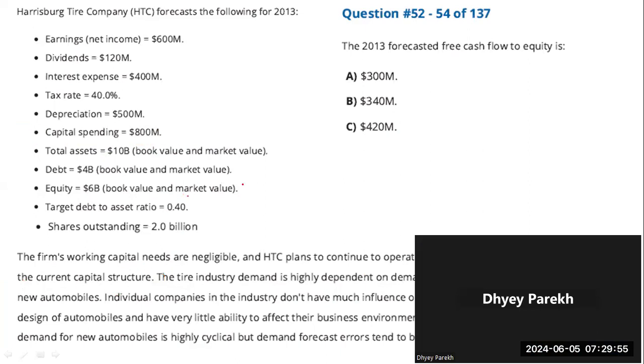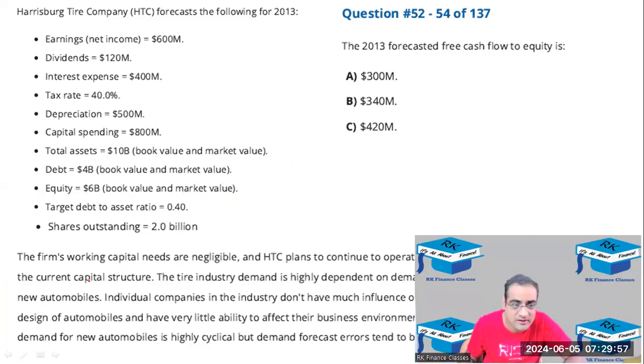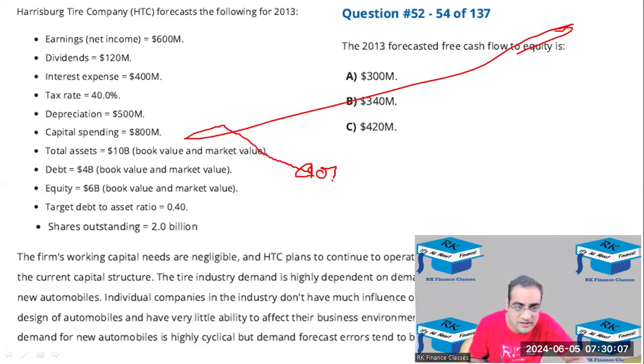So let's do it. 40, not just capex by the way, working capital investment also. Here working capital investment was 0, so I didn't say it, but total spending. Let me just write over here. I don't know what is happening. So 40% into WCI plus capex. Okay, will it be this version or capex minus depreciation? Let me start with this.